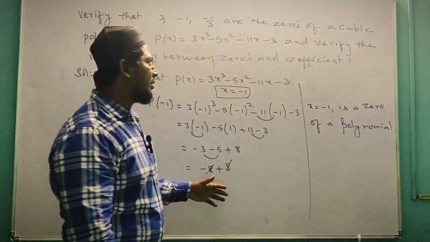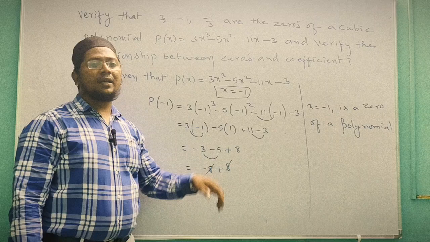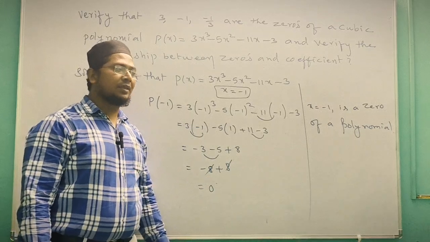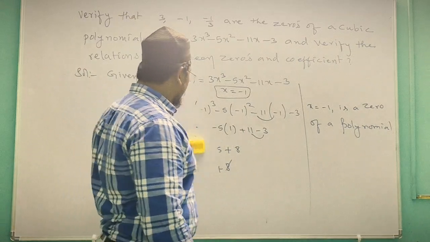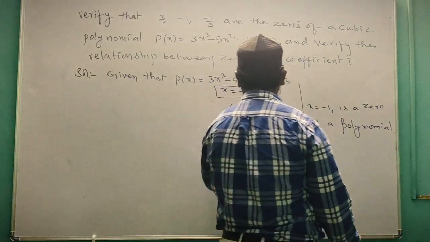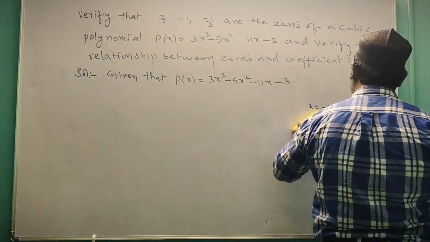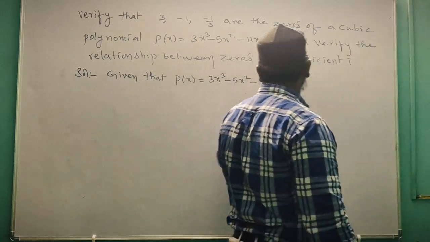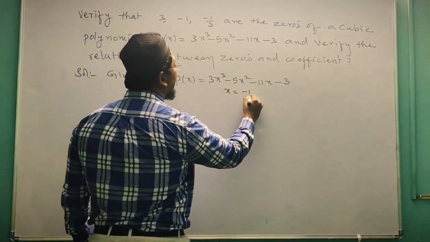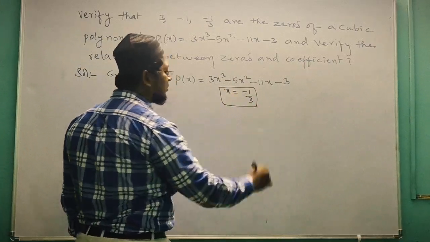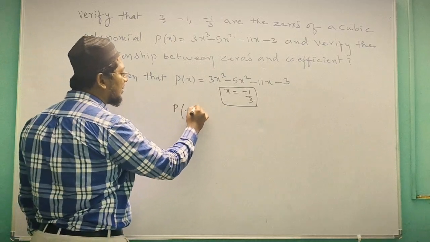Okay, we checked the second one. The second one also satisfies the equation. What is the third one, sir? x is equal to minus 1 by 3. Okay, so we have to write x is equal to minus 1 by 3. We have to substitute in place of x, minus 1 by 3, sir.